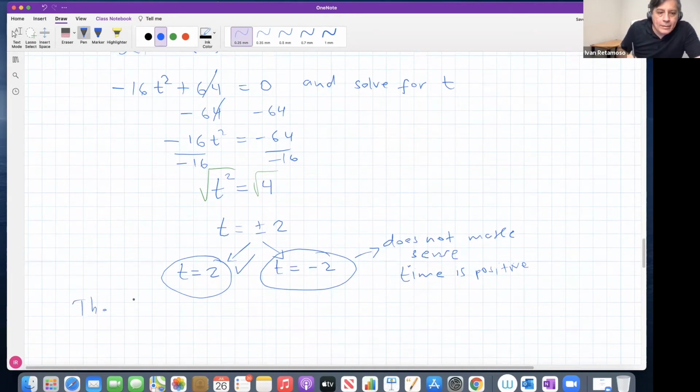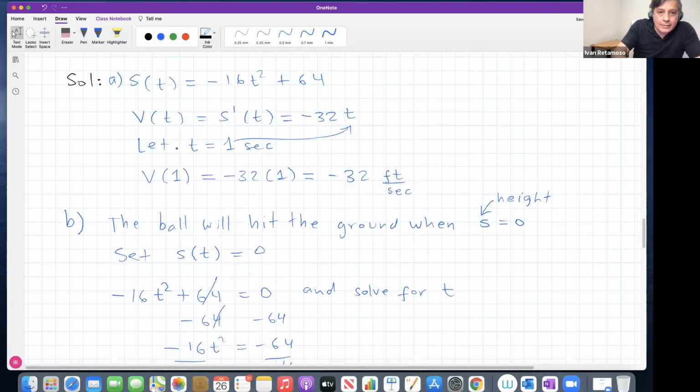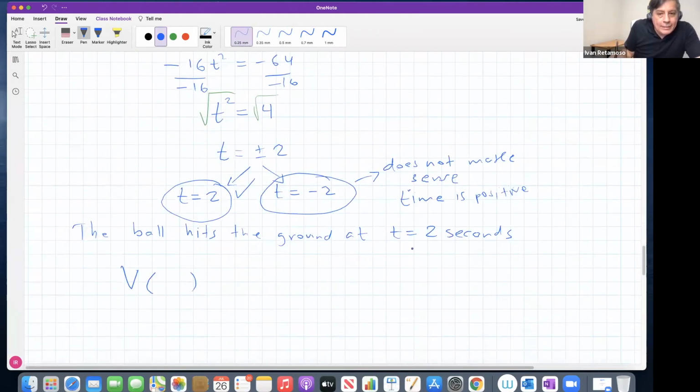The ball hits the ground at t equal 2 seconds. Okay, so then in the velocity function that we have, do we have the velocity function, Professor? Yes, here it is: -32t. In that velocity function, substitute t with the number 2. That's all we've got to do.